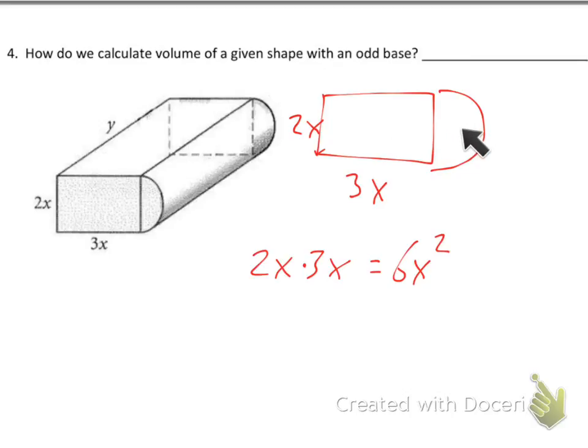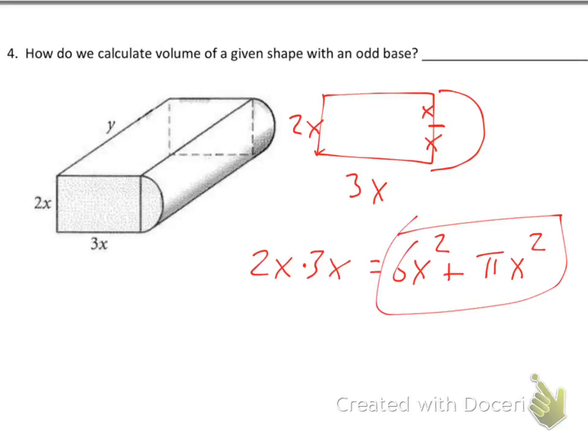What's that? Pi x squared. How did you get that? Because 2x is the diameter, so the radius is half, so it's just x. Right, the radius is x on each side. So therefore, it's pi x squared. And if I add those two together, I now have the area of the base, yes? And then I just have to multiply that by h, or your height. So 6x squared plus pi x squared, times h. You could distribute it in, and you'd be good to go.